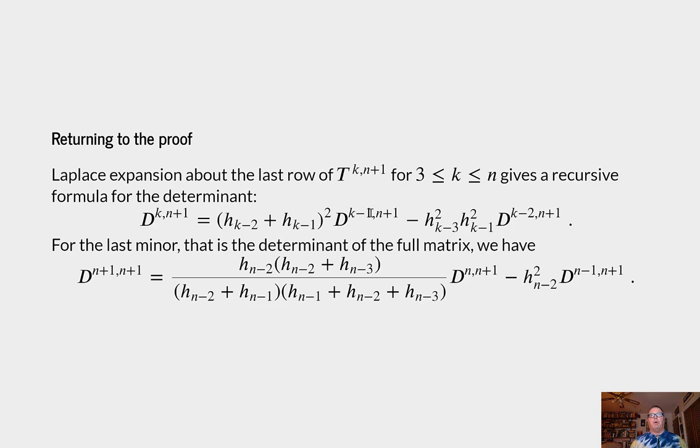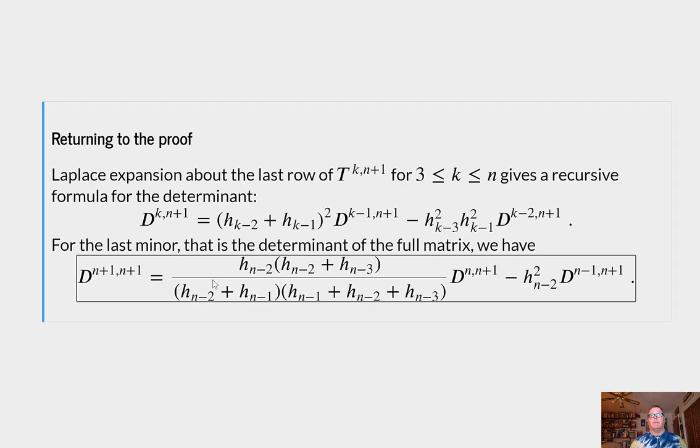So this being positive helps. And we like that we have a negative sign here: minus h_{k-3} squared h_{k-1} squared times the determinant that was two levels back. And this is true for all of the interior ones. This is not true for the final corner entry, which has a different entry in that last element, the n plus 1 element. And that n plus 1 element is this h thing here. The n plus 1 determinant is related to n and n minus 1, but with a different relationship than the interior ones.